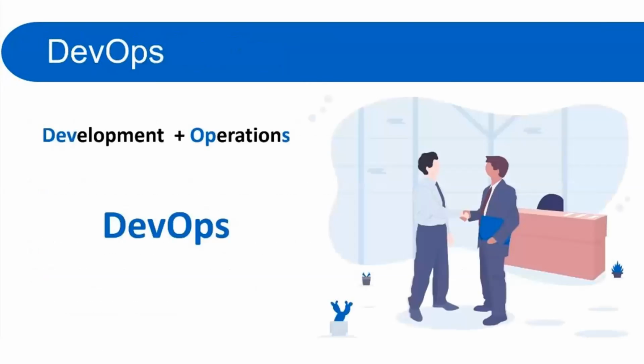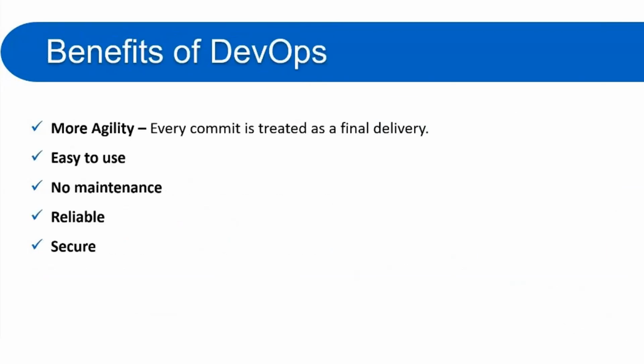Okay, there is DevOps. It's a marriage. It is something between development and operations is what the symbol represents. And the benefits: more agility. Every commit is treated as a final delivery. In other words, every commit means every time a change is made to the source code, it needs to be built, it needs to be packaged, and it needs to be deployed. So any small change, whether big or small, especially a code change, will trigger all these steps.